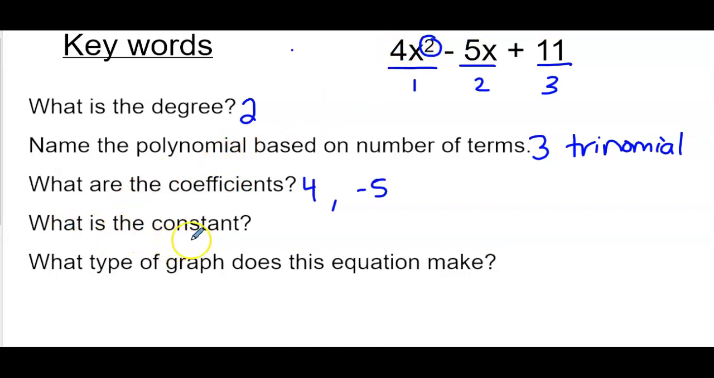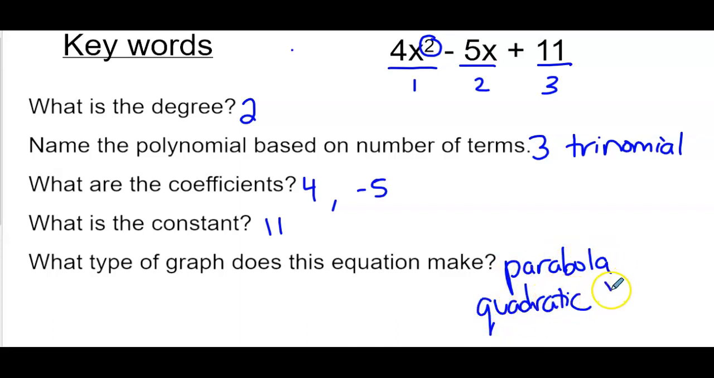What is the constant? A constant is a number without a letter. So 11 is our constant because it does not have a letter. What type of graph does this equation make? It is x squared, so that is a parabola. Another way of saying that is you could say it's a quadratic function.